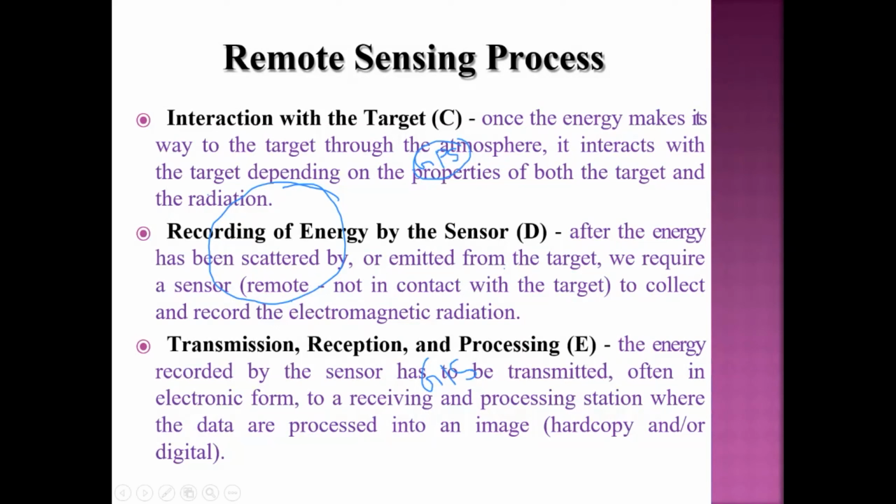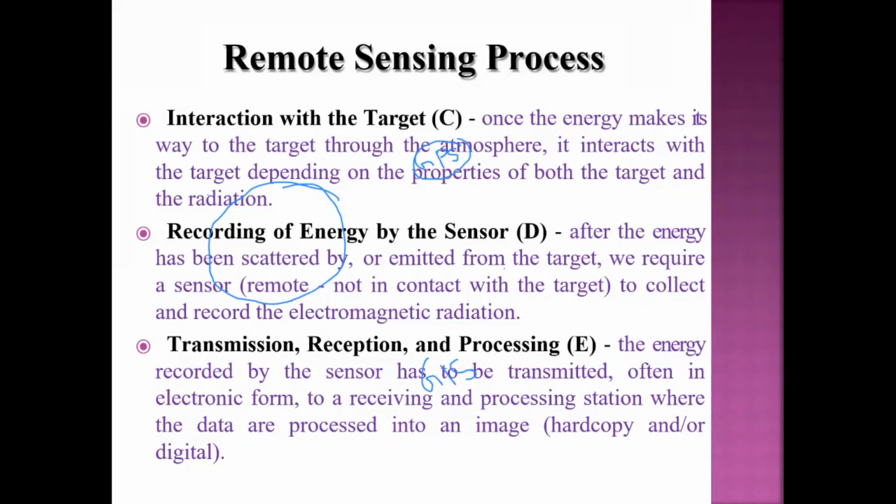And what happens when it interacts with the target? You will see there are properties of different types of objects, that it reflects back a specific kind of radiation, always in a specific wavelength. That is why it is the application of remote sensing. Then the energy reflected back from the object will be recorded by the sensor. Then it will be received first, and then transmitted after processing.